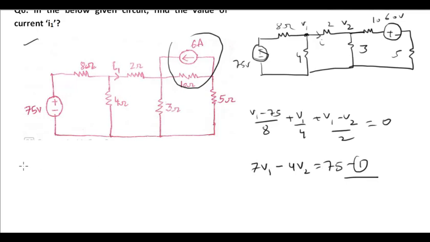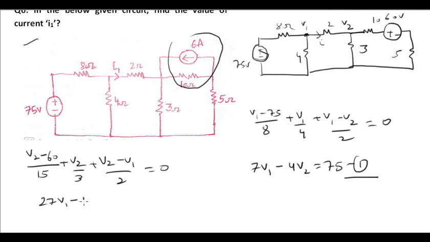Now applying nodal analysis at node 2, that is (V2 minus 60) upon 10 plus V2 upon 3 plus (V2 minus V1) upon 2 is equal to 0. On solving this, you will get 27V2 minus 15V1 equal to 120. This is the second equation.